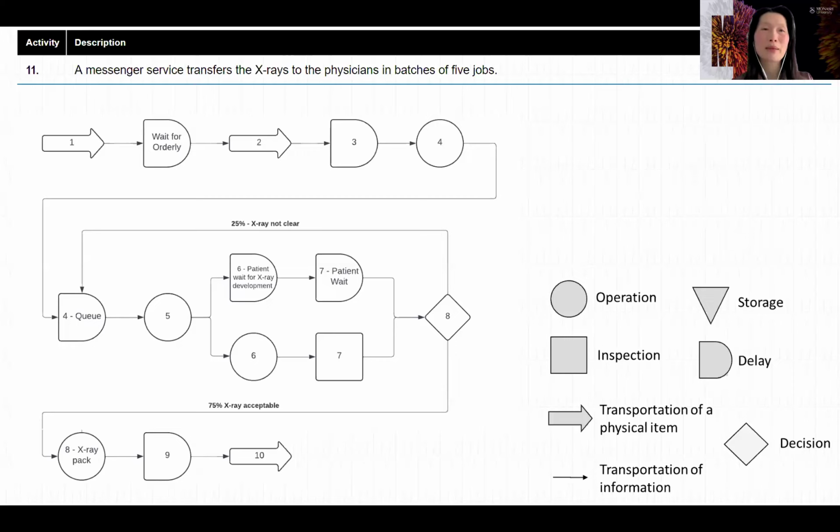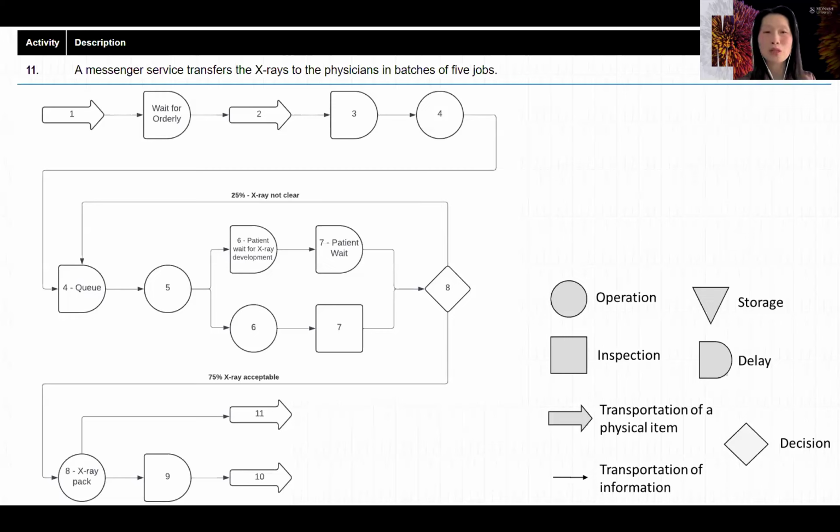And then step 11, so the messenger service will transfer the X-ray to the physicians in a batch of 5 jobs. So this is a different kind of person, the messenger service, which will actually wait for the X-ray to reach 5, and then they will deliver. So you can see number 11 is also transportation, but they transport the packed X-ray in a batch of 5. And finally, these two converge and they will actually enter the office together. So in 12, they will merge and then transport to the office.